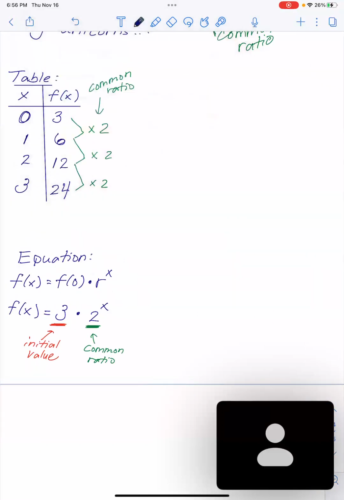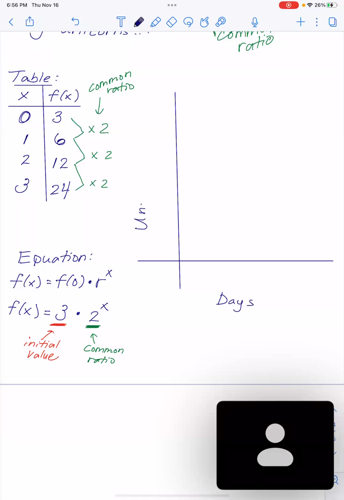Lastly, we're going to draw a graph. So I'm going to draw some axes. On the y-axis is going to be days, right? On the x-axis is going to be unicorns. The number of unicorns. So let's see. Let's go up by 6s, maybe? I think that'll work. 6, 12. And in days, we'll just go up by 1s.